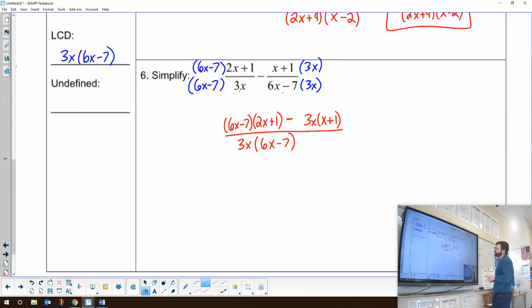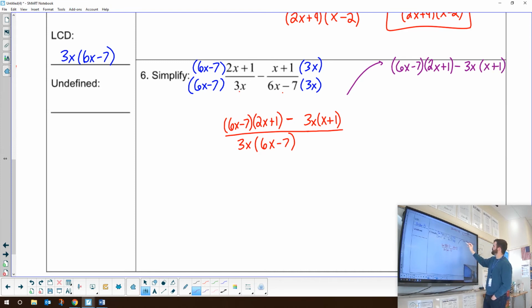We're going to reduce it. We're going to simplify it, okay? You know what? It might even be a good idea to just take that off to the side and simplify it over on the side and then just rewrite our fraction. I think that's what I'm going to do. So I'm going to take this top and bring it out over here and rewrite it and then simplify it right here. So we have 6x minus 7 times 2x plus 1 minus 3x times x plus 1.